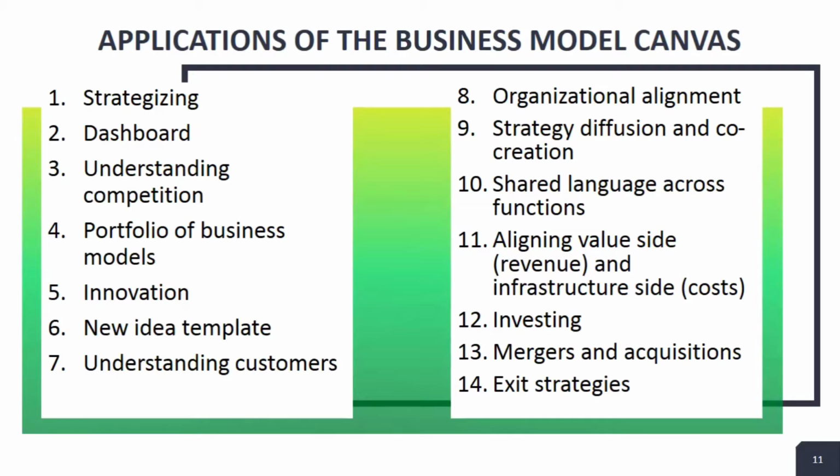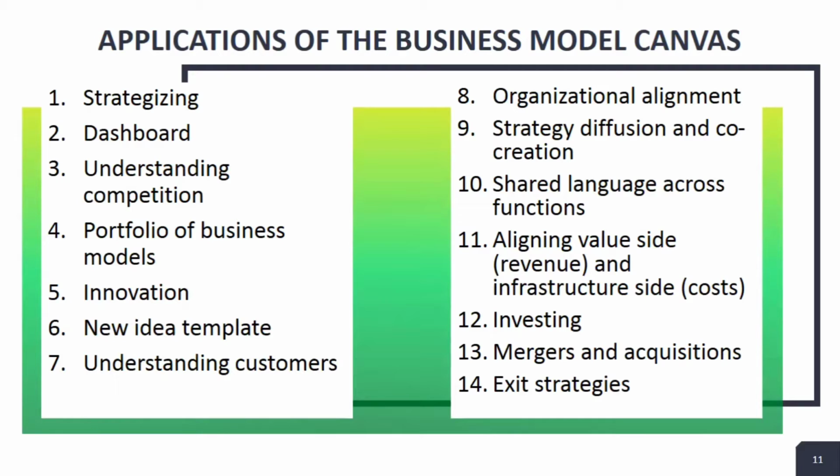Strategy diffusion and co-creation. A very powerful way to use the BMC is in the context of strategic alignment across the organization. Shared language across functions. The canvas is particularly helpful when applied across functions. People from marketing, technology, engineering, operations, finance, and so on can all work together around a BMC and have a shared language to discuss their ideas.